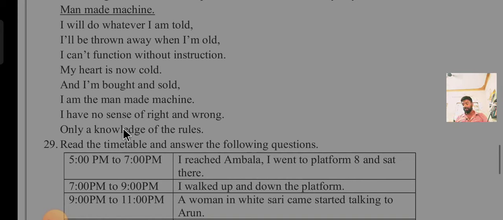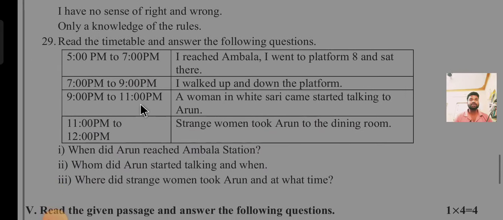Then you can write about the machines, how much they are working already. It is there in your textbook, my dear students. You can write the summary of the poem very well. Then next, read the timetable lines.